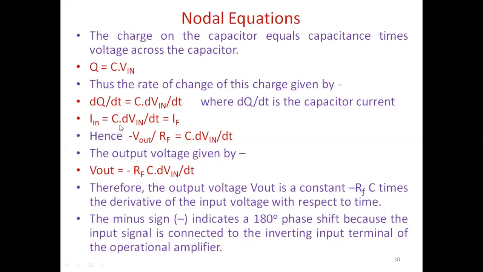So input current equals C into dVin divided by dt, equal to IF, and this input current is nothing but minus V0 divided by RF. I'm substituting here C into dVin by dt. Finally, V0 equals minus RF C into dVin divided by dt. This RF C is called the time constant of the circuit. If this is equivalent to 1, the output voltage is directly the differentiation of the input voltage. This negative sign indicates there is a 180-degree phase shift between the input signal and the output signal.